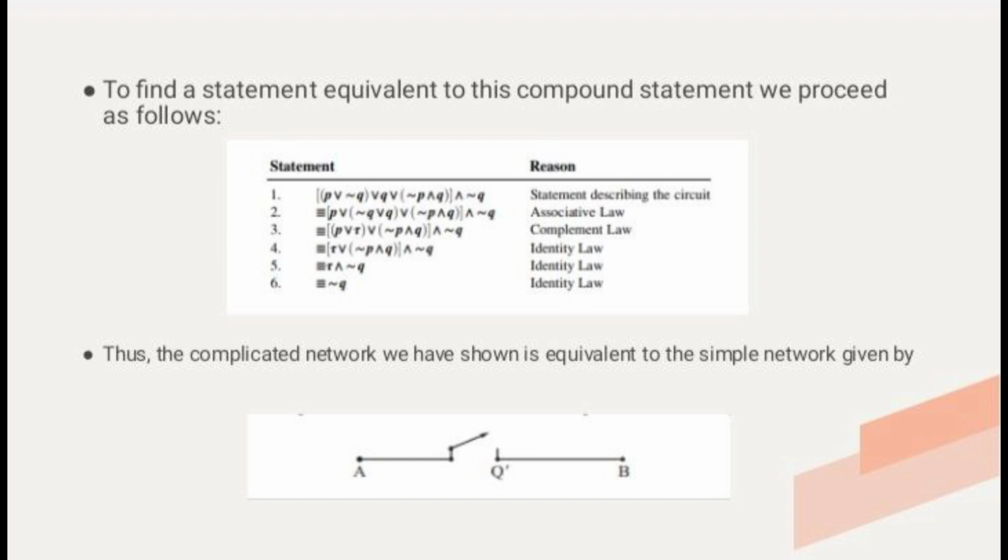Fifth statement reveals that the statement derived according to the identity law is equivalent to T and not Q, basing again on identity law. Sixth statement shows that T and not Q is equivalent to not Q according to the identity law. Therefore, the compound statement (P or not Q) or (Q or not P) or (Q and not Q) is equivalent to not Q. Thus, the complicated network diagram shown previously is just equivalent to the diagram of not Q.